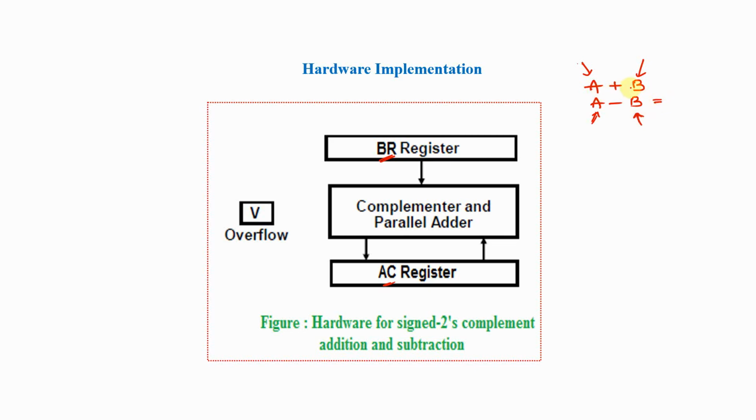Why? Because A plus B requires an adder circuit. A minus B also requires an adder circuit. How? Because A minus B we have to perform as A plus minus B. How do you represent minus B? Using complementation. It will take the A value from the AC register and the B value from the BR register. These two are added and the final result will be stored into the accumulator register, that is, the AC register.